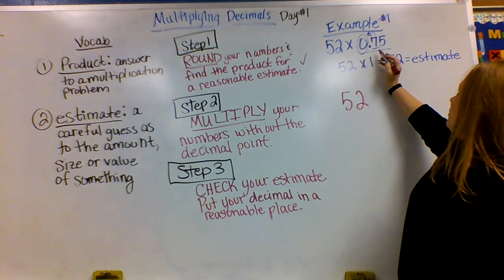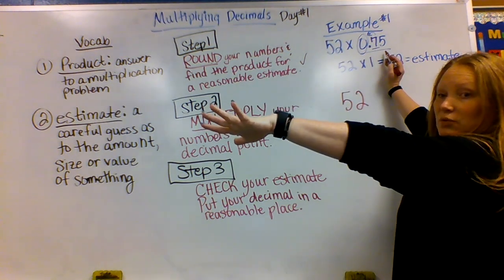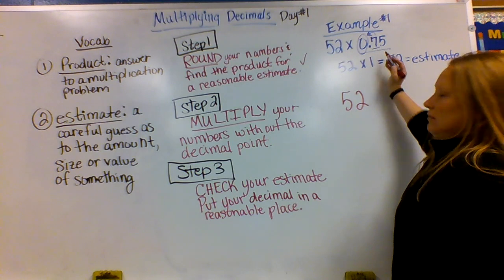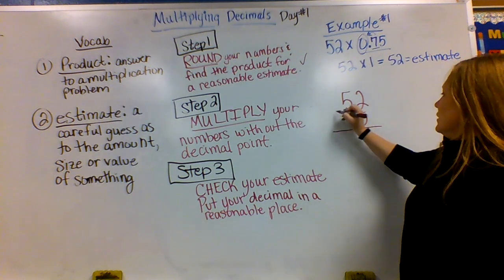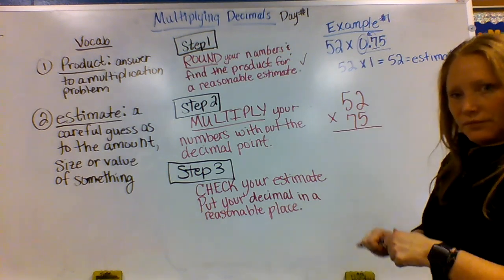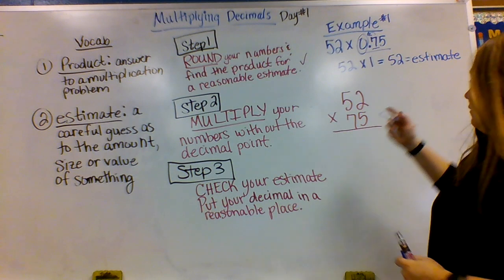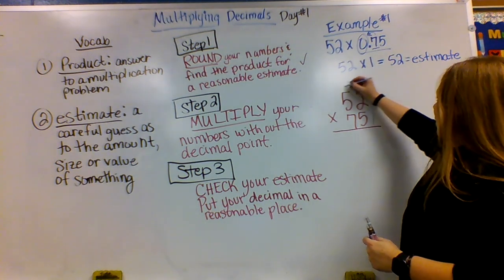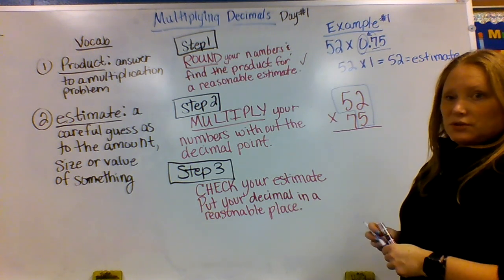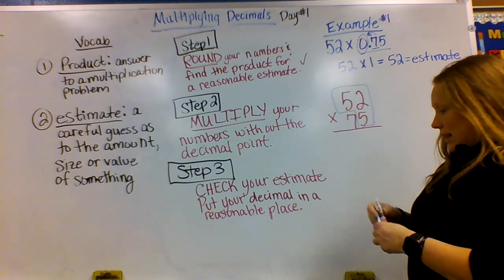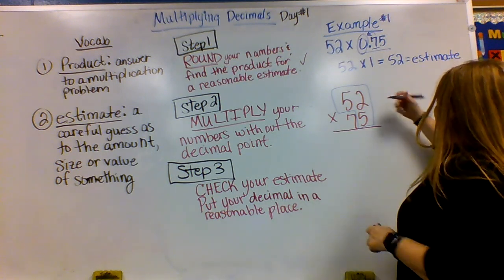And then I have 0 and 7,500 hundredths. Since there's a 0 in the beginning before the decimal, it goes away. So really this is like 52 times 75. Okay? 52 times 75. Now, okay, that's what we're going to multiply first. 52 times 5, that's what we're multiplying first. All right, let's see. Let's do this.